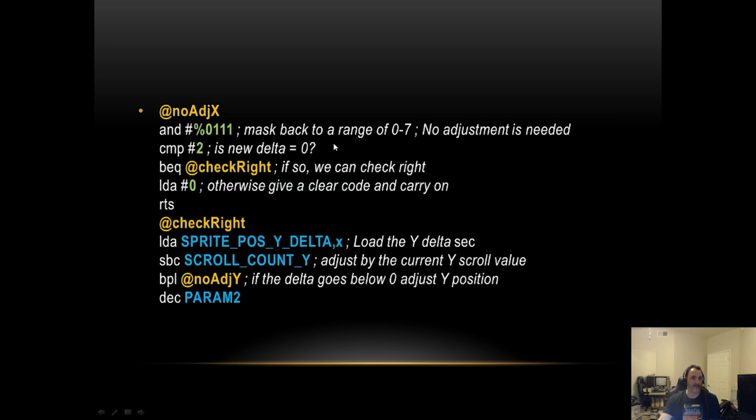Keeping track of the masking going on here for our deltas, so we stay within the specific range right here, 0 to 7. And right here, this is keeping track of our deltas, of course, and determining our scrolling count Y. So as we're moving right, it's going to scroll that screen, right?